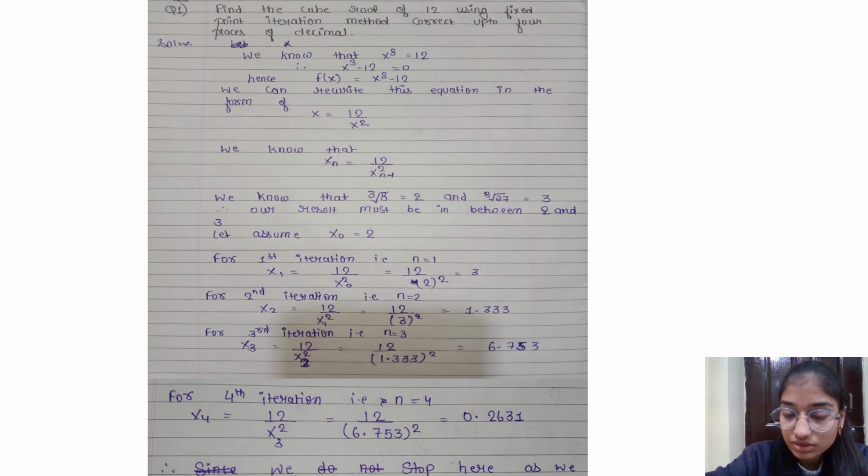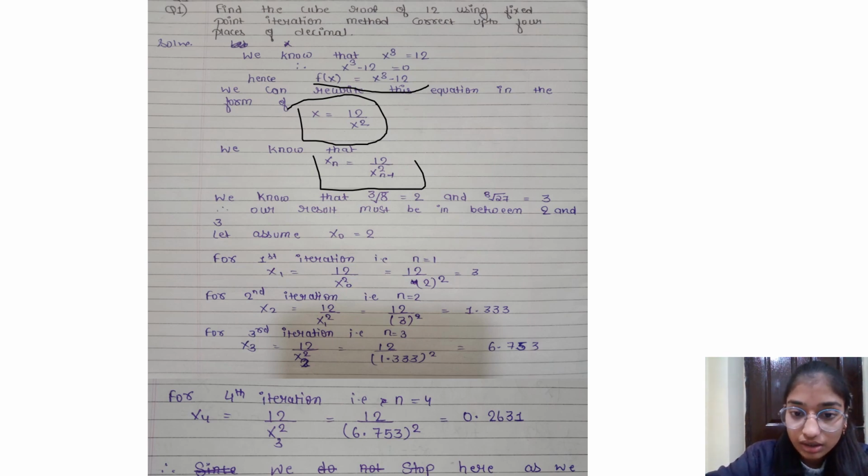We know that x cube is equal to 12, so x cube minus 12 is equal to 0. We can rewrite this equation in the form of x cube minus 12. We can also rewrite this equation in the form of this. We know that our formula for fixed point iteration is xi equals g of xi minus 1. We are going to apply the same formula on this equation.